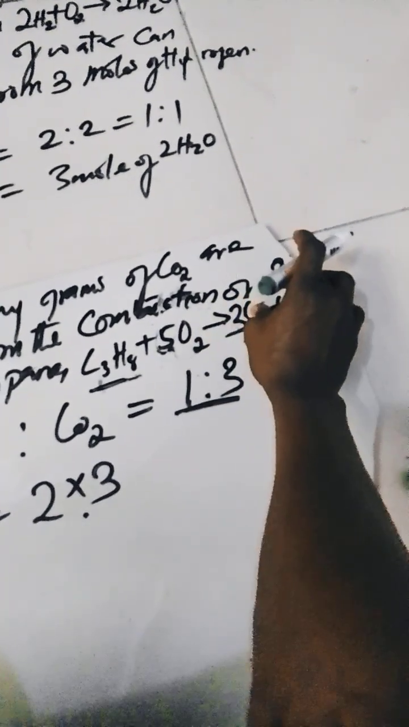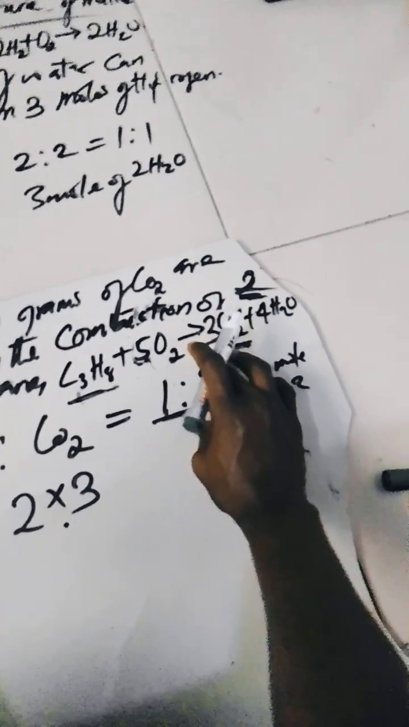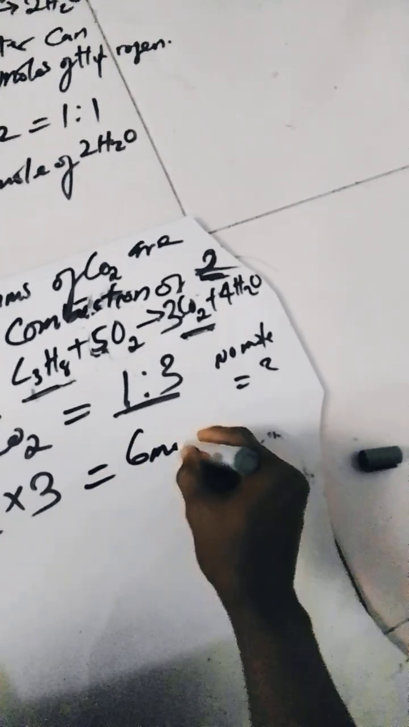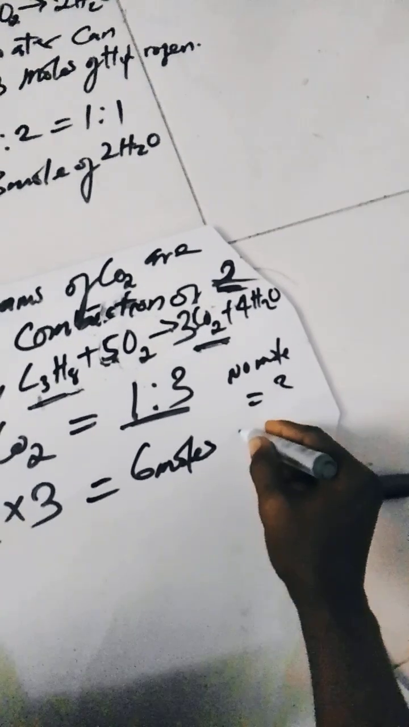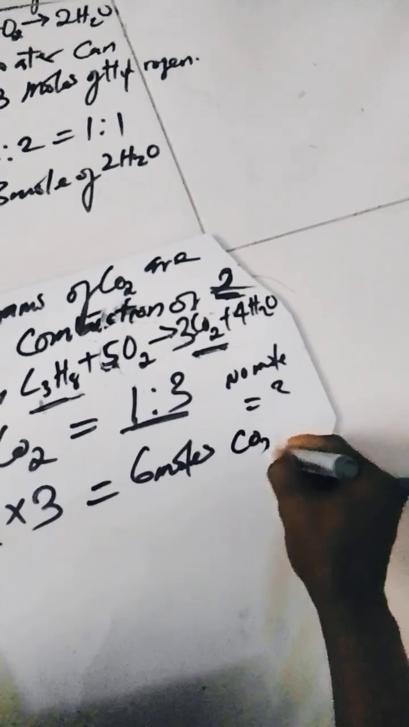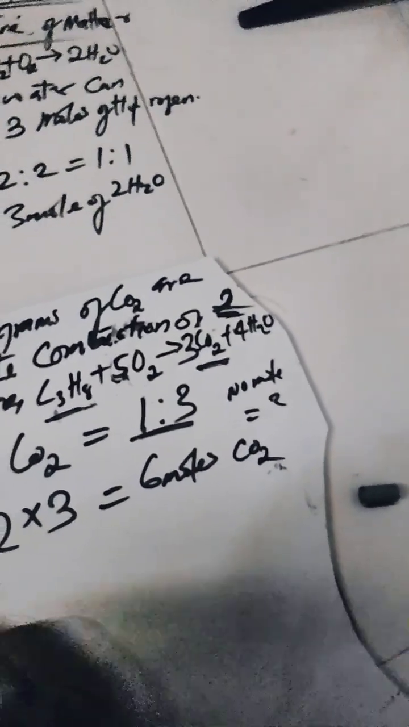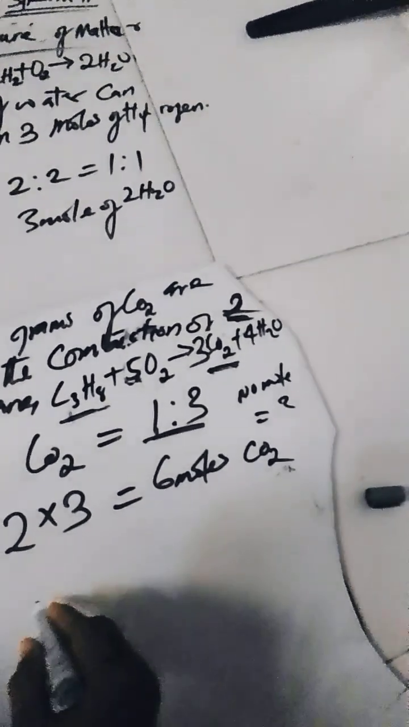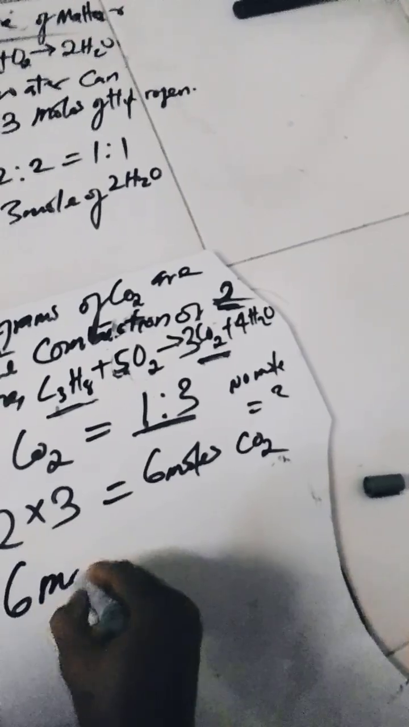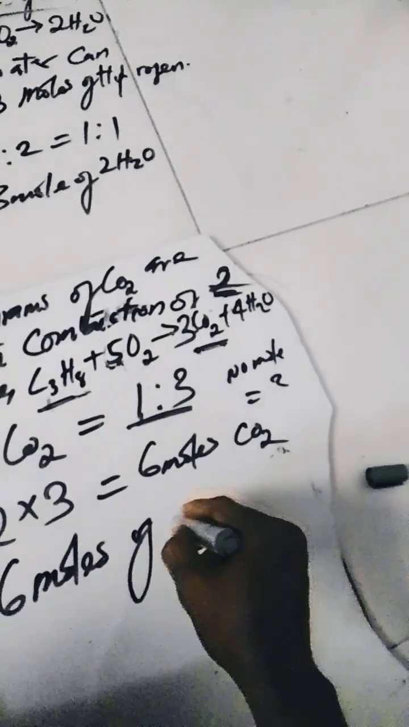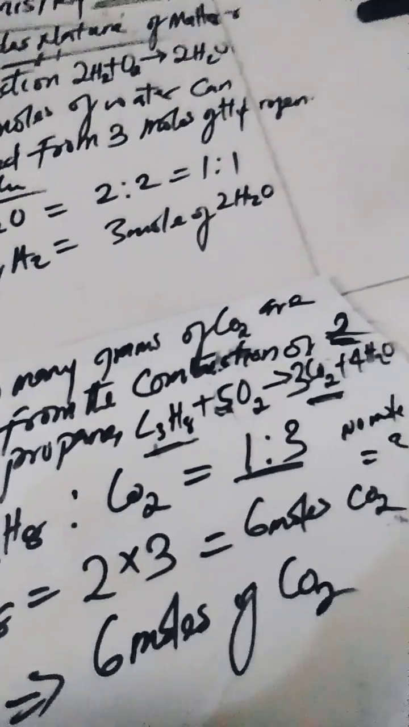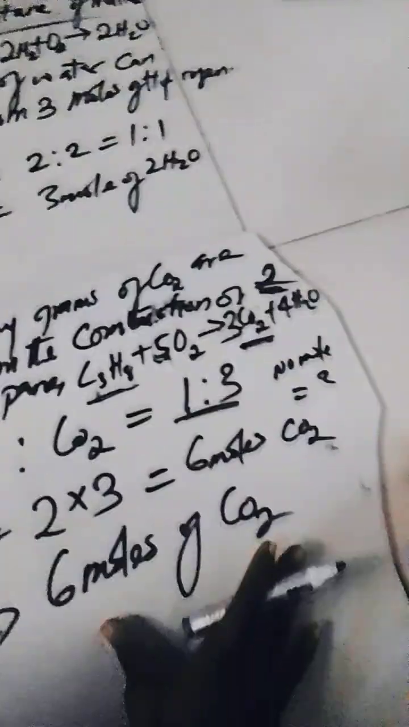So this is the combusting mole and this is the reactive mole. Okay, so multiply this 2 by this, we have what? 6 moles in total, to give us CO2. So we then have that C3H8 combusts to give 6 moles of carbon dioxide in general. This is the number of moles of carbon dioxide.